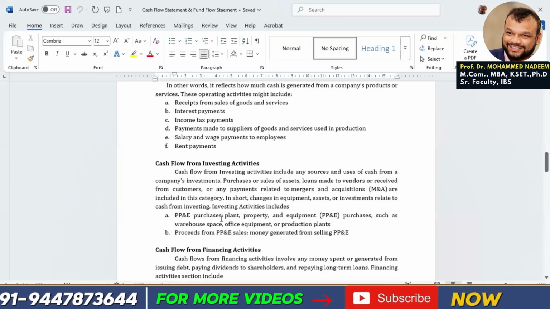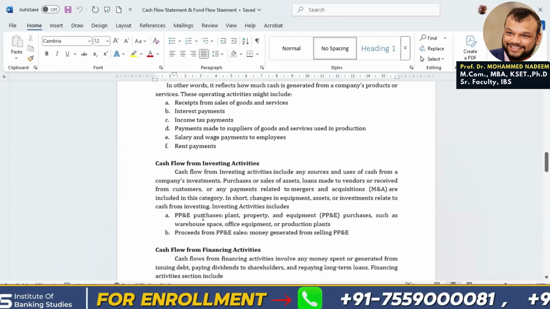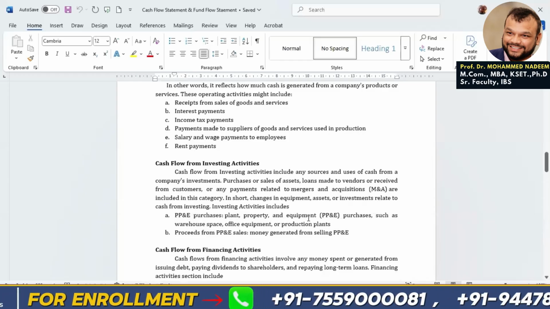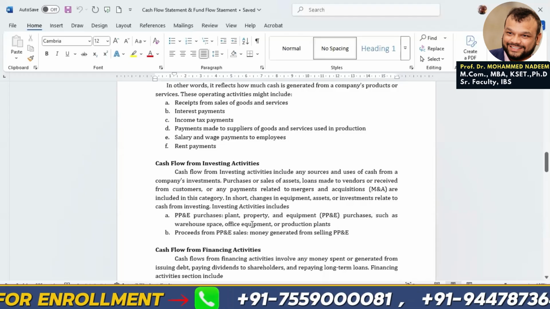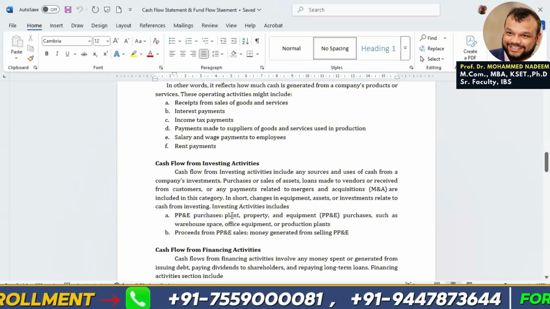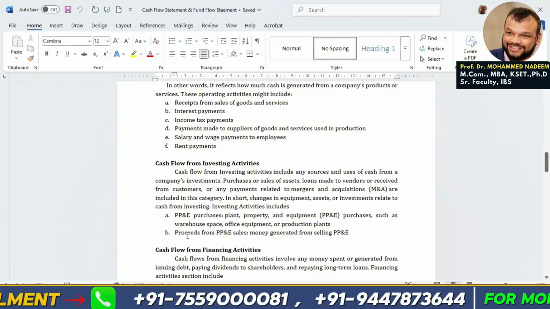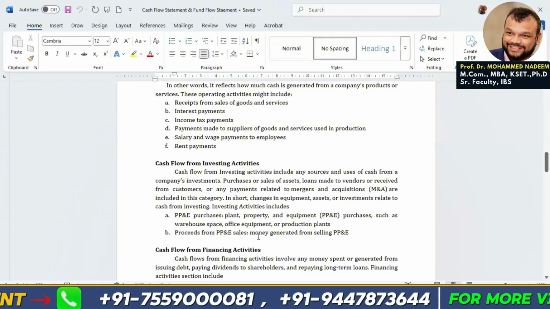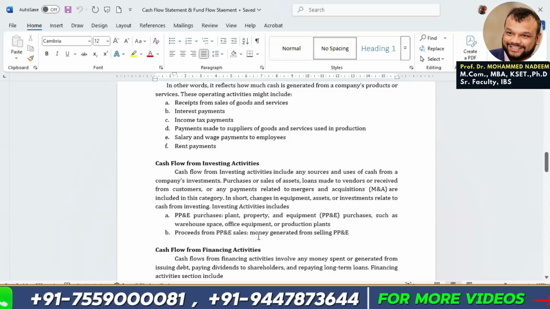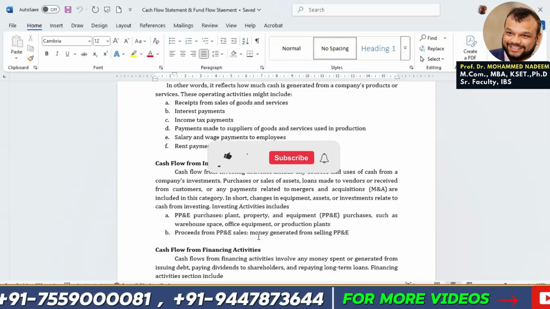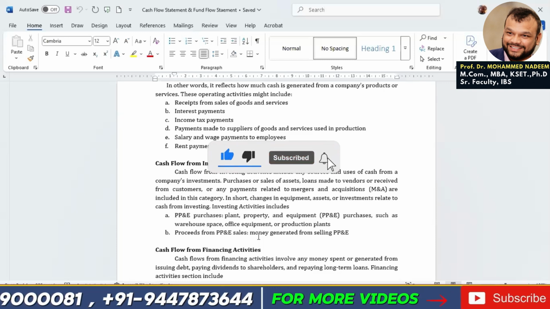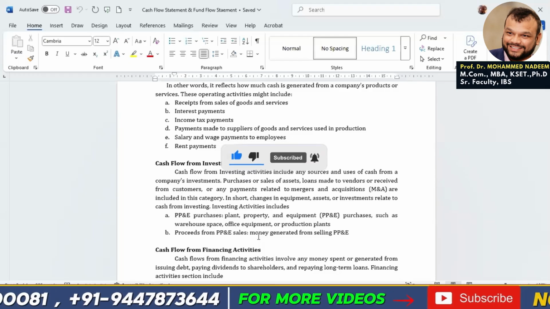Investing activity includes PP and E, plant, property and equipment purchases such as warehouse space, office equipment, or production plants. I told you, you need to buy assets first. Next, proceeds from PPE sales. You can sell also sometimes. After using for some time, you can give it to other people or sell it as scrap. In these two cases, when you purchase the plant and machinery, is cash inflow or outflow?